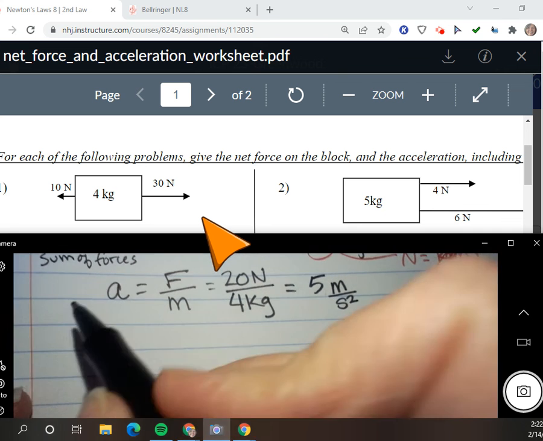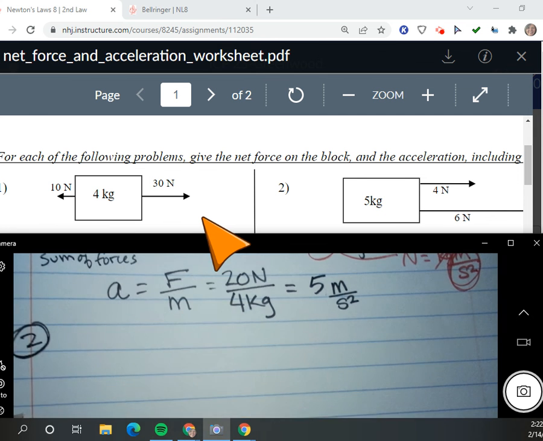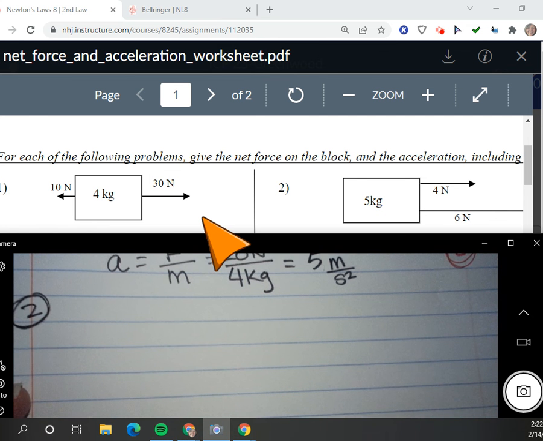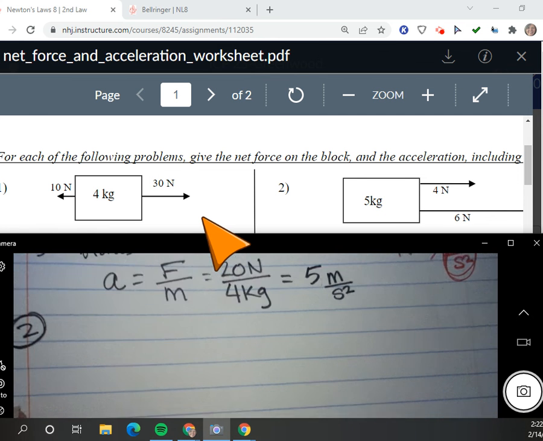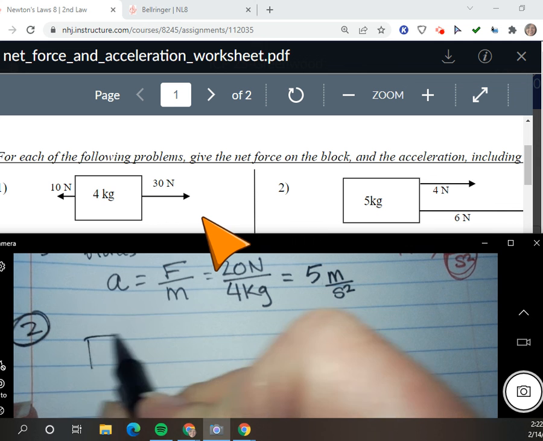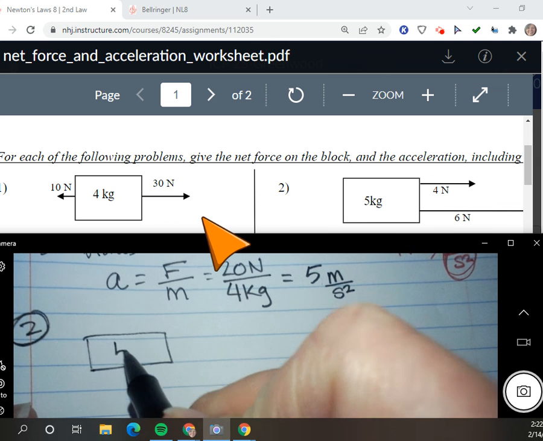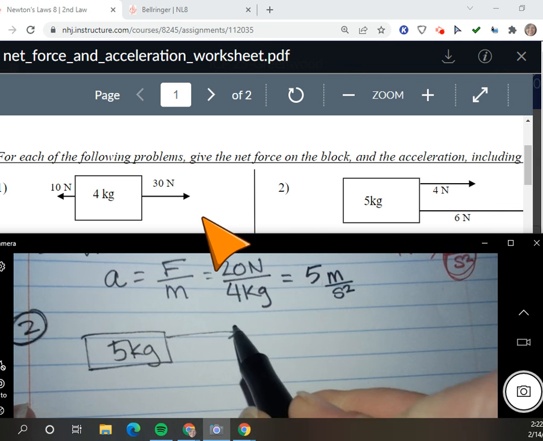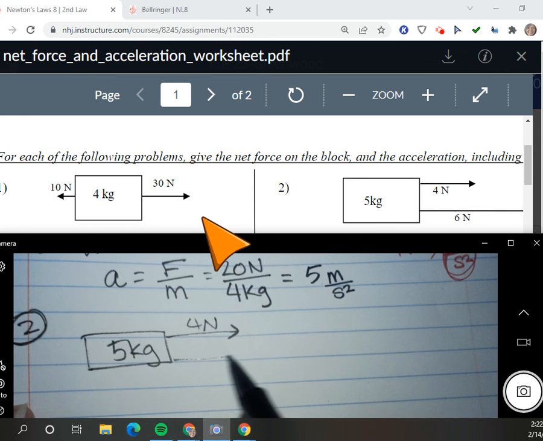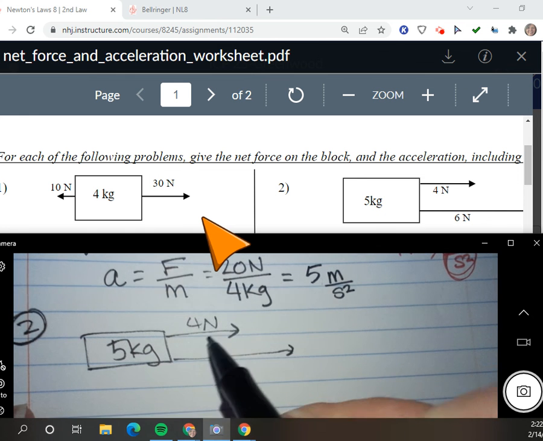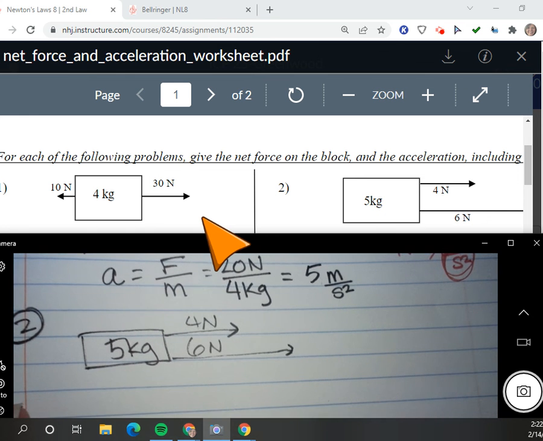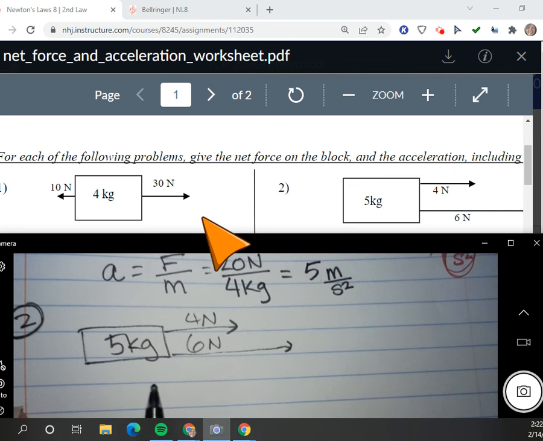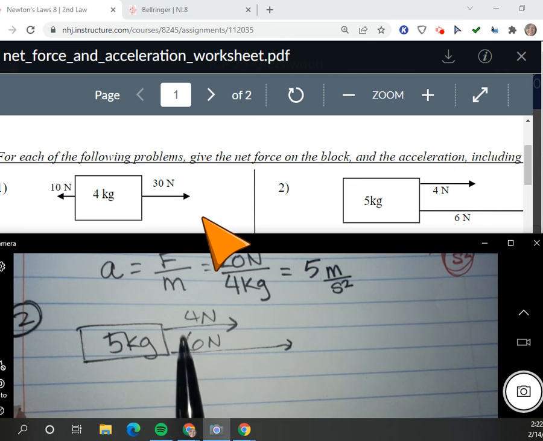It's a little bit different, but a little bit the same. Okay, number 2, we have the same question, it's just a different object. And this time our object is 5 kilograms, and we have 2 forces. 4 newtons, and 6 newtons. Tell me about these numbers. Which one of these numbers would be negative?